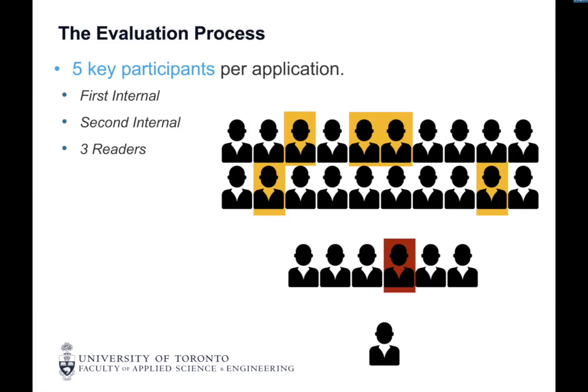And so for a particular application, we find five participants from this overall panel. And these participants tend to be reasonably close to the area of the particular application. And so we pick a subset of those. And then they're broken down into the first internal, who is closest to the area, the second internal, who's also closest, and they do an in-depth reading of the proposal. And then we have three additional readers who may look through the application, but not look through all of the materials necessarily. And then we have highlighted in red someone who moderates, called a section chair, the deliberations and keeps them on track and fair.